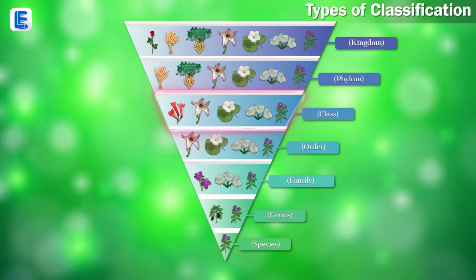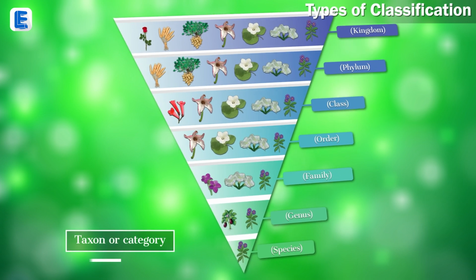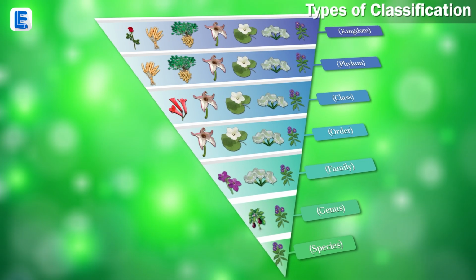Each category indicates a rank in classification. That is, it can be said to be a symbol of a particular level. Whatever may be the rank in classification, it is called a taxon or category. Therefore, each taxon represents a taxonomic rank.